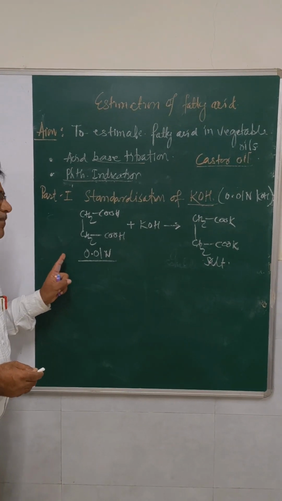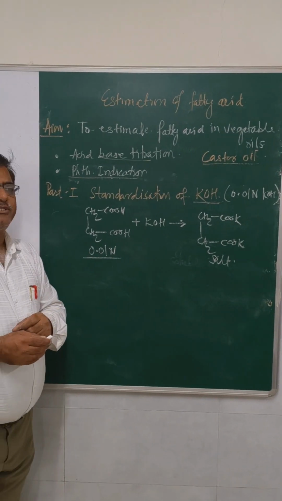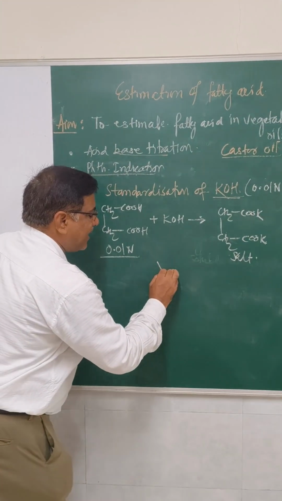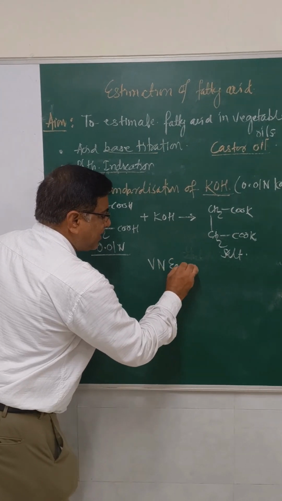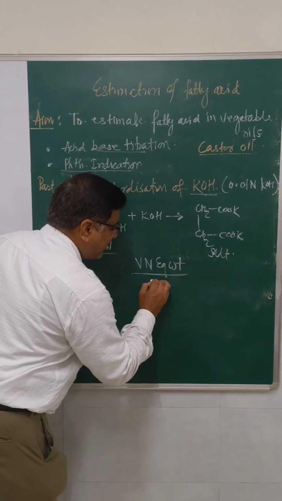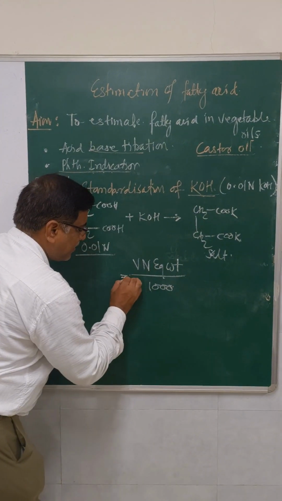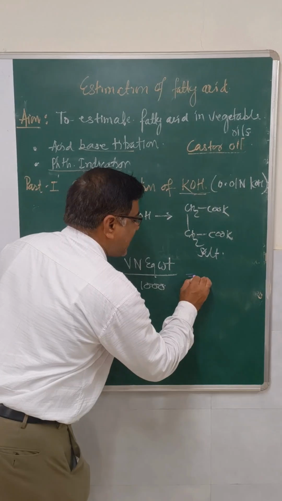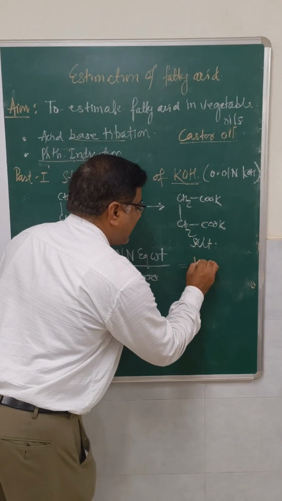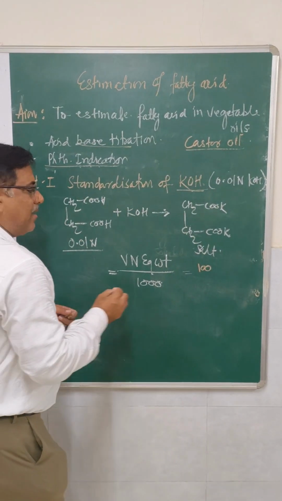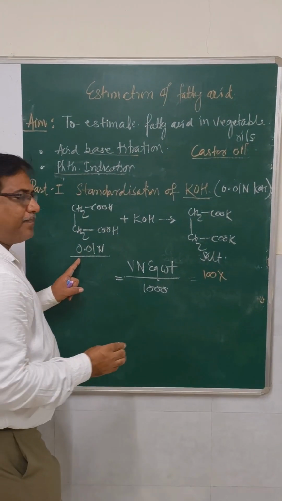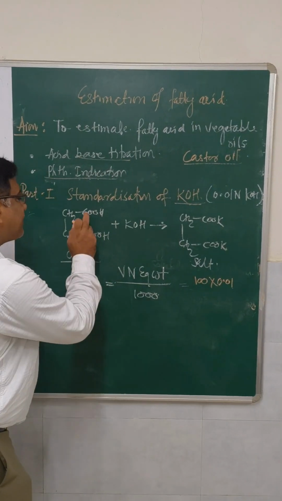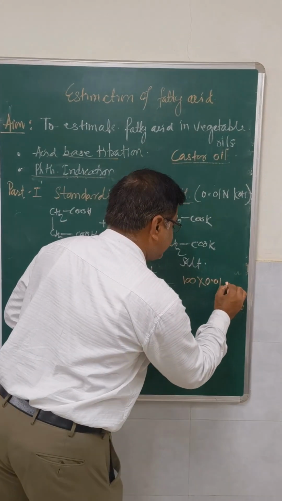Now, how is the 0.01 normal succinic acid prepared? For that, I have already given one formula to you, that is V N E divided by 1000. V stands for volume. हमको कितना चाहिए? Suppose we require today 100 ml. Normality कितना चाहिए हम लोग को? 0.01. What is the equivalent weight?